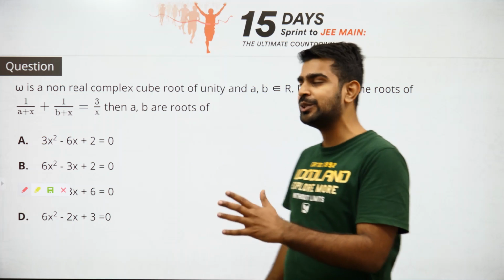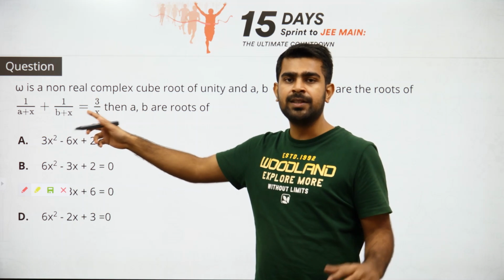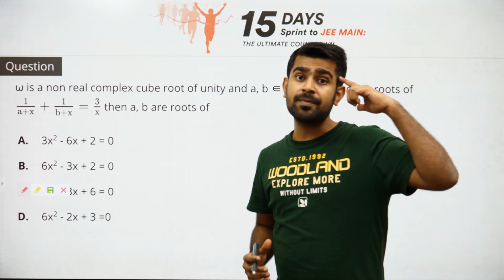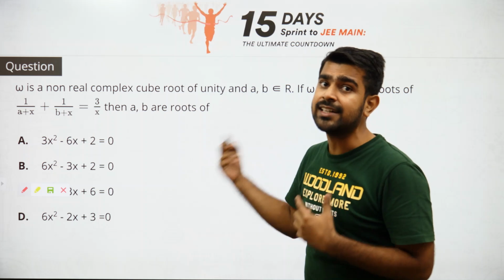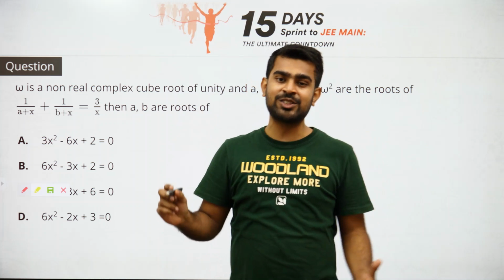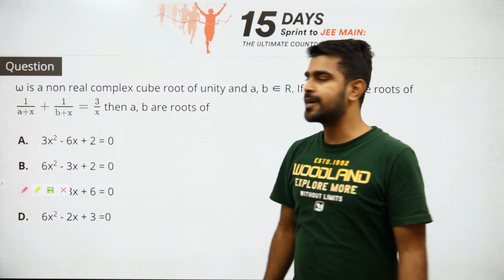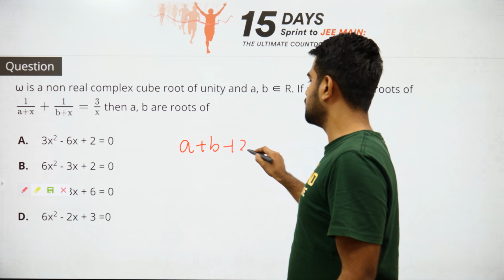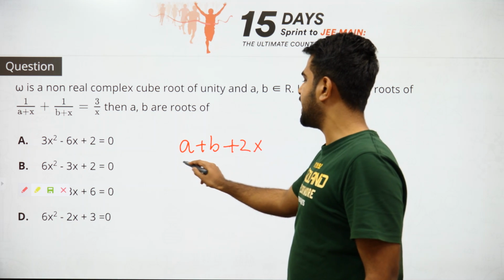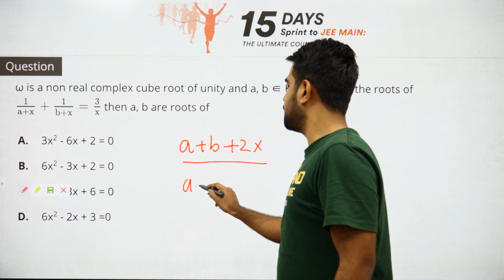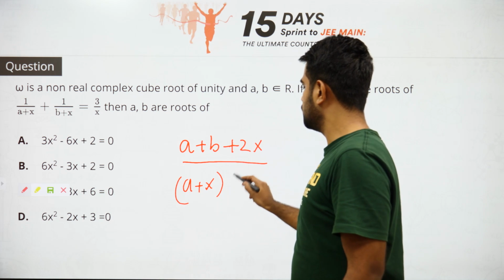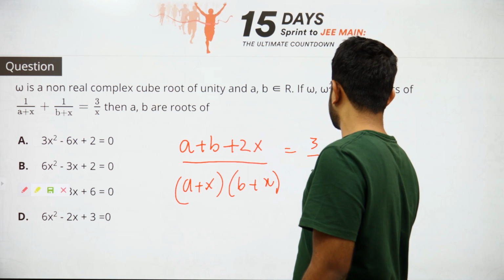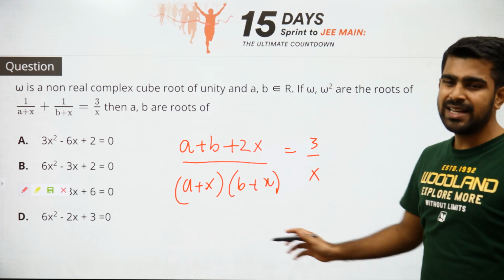Okay guys? So let's do that. I am going to take the LCM, cross multiply, bring everything, and make a quadratic equation. So that much you have to visualize before you even start solving. Okay, so let's do that. What do we get? A plus B plus 2x by (A plus x)(B plus x) is equal to 3 by x. Okay, so that is the basic simplification.